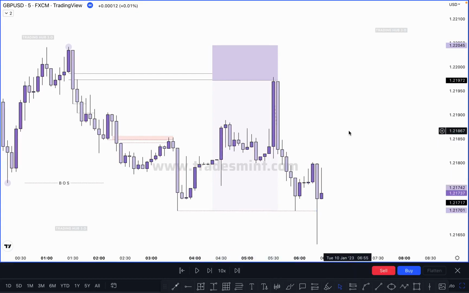In this series we are just learning how to identify valid and invalid imbalances, or fair value gaps, and how we can take entry will be covered in upcoming chapters. So no need to worry about anything. Now let's switch to the next example, how we can identify a valid imbalance in a bullish market.